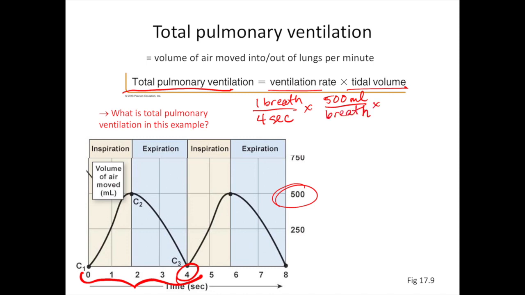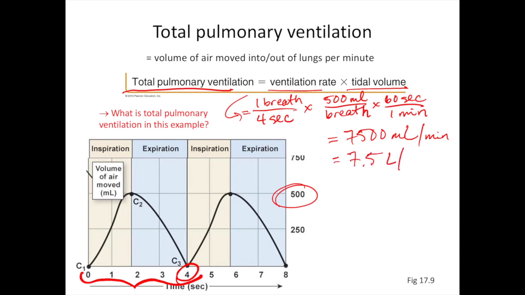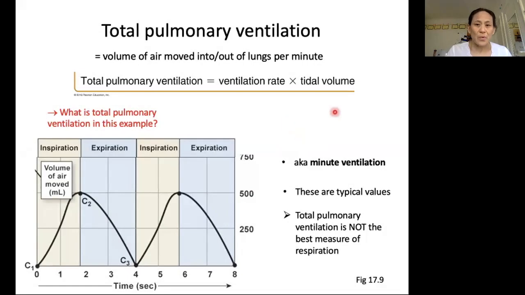Then we're just going to convert from seconds to minutes. I'm going to put an equal sign here, and that comes out to 7,500 milliliters per minute, or 7.5 liters per minute. So we just went over total pulmonary ventilation, and you were hopefully able to calculate it.